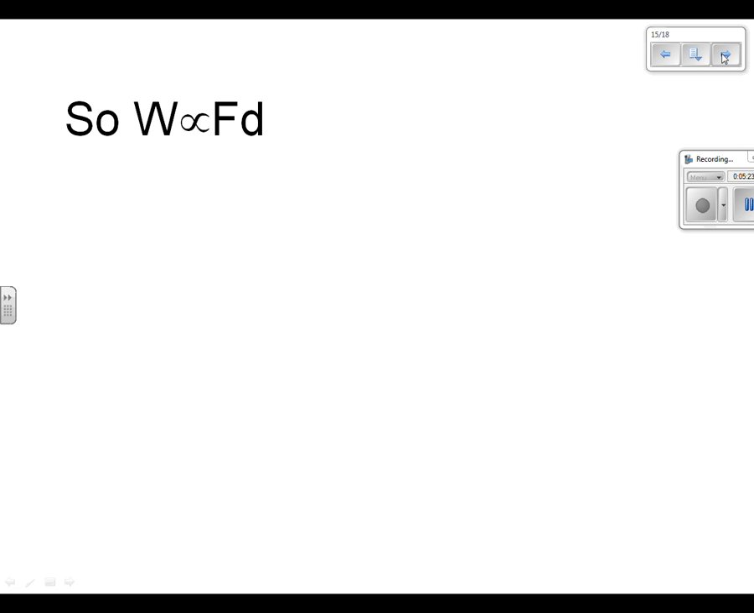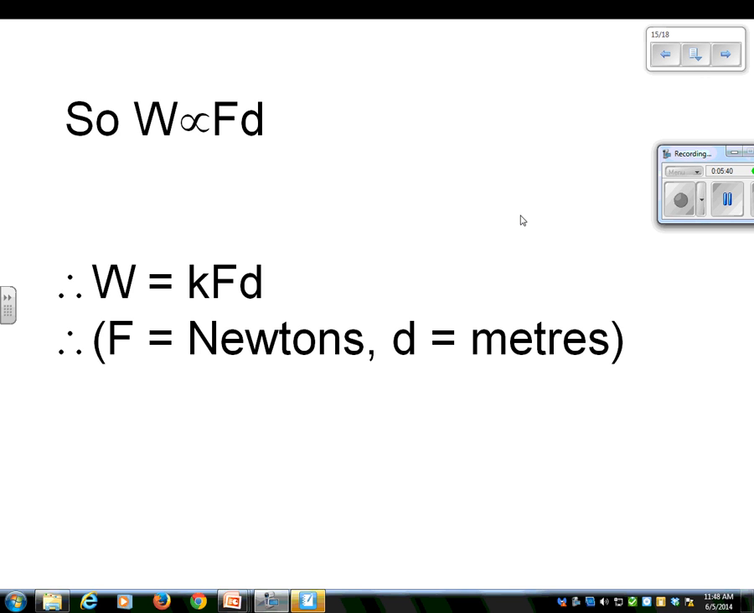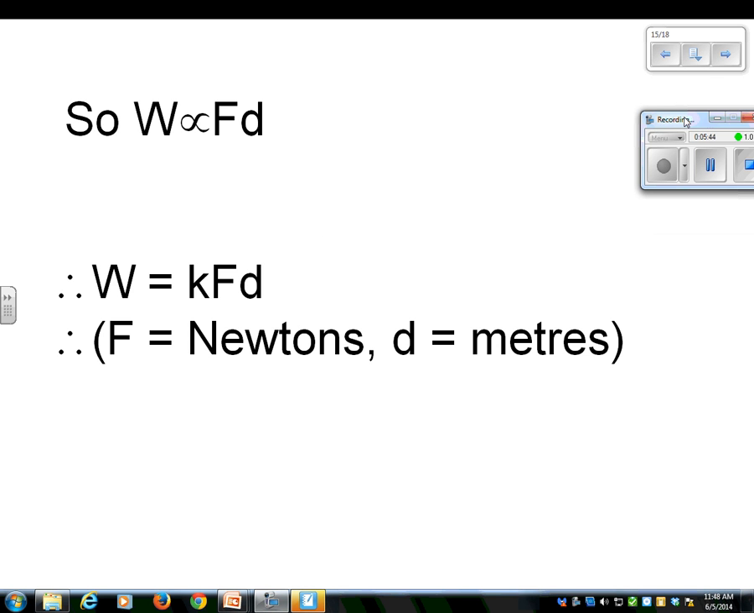Work is proportional to FD. Hold the fort here. I thought work was equal to FD. Well, every time you change a proportionality statement to an equation, you have to insert a k, a constant of proportion. And sometimes that constant is things like pi. In uniform circular motion, our constant was 4 pi squared.